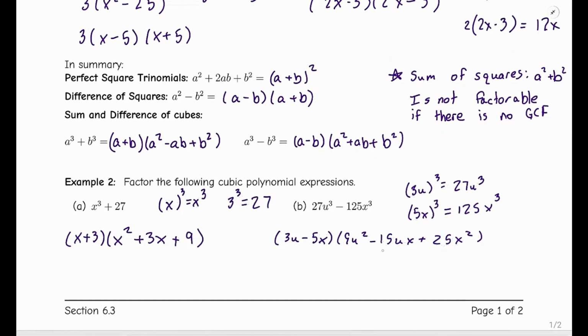And again, I keep doing sign errors tonight. I am sorry. That should be a plus sign there. And this one over here should be a minus sign. So let me recap to remedy my sign errors. Part A factors into x plus 3 times x squared minus 3x plus 9. And part B factors into 3u minus 5x times 9u squared plus 15ux plus 25x squared.